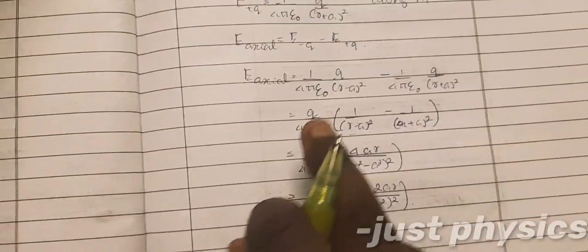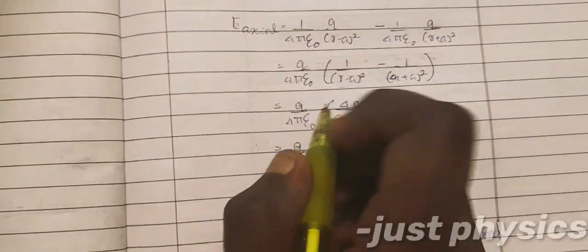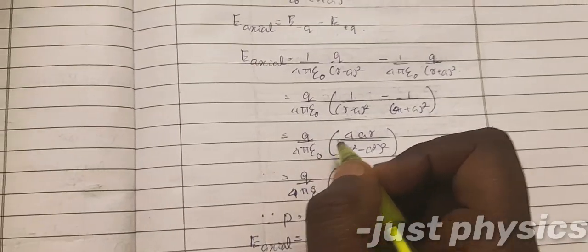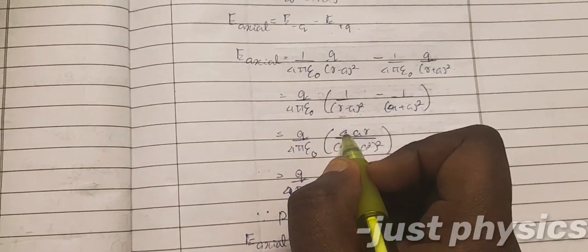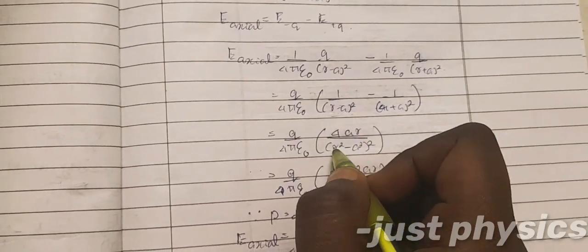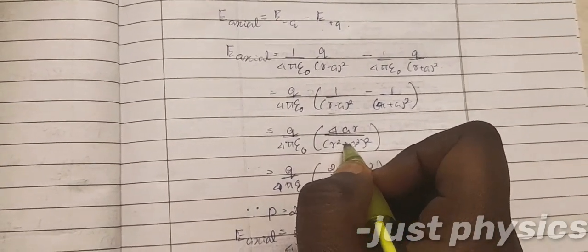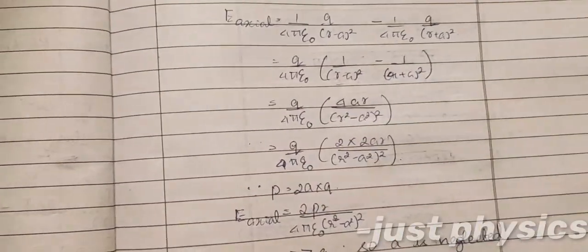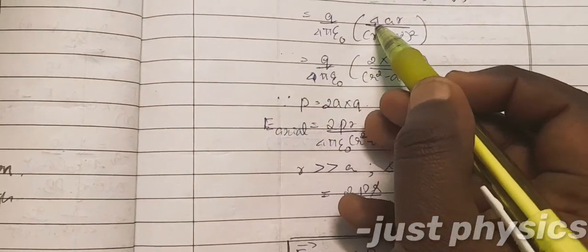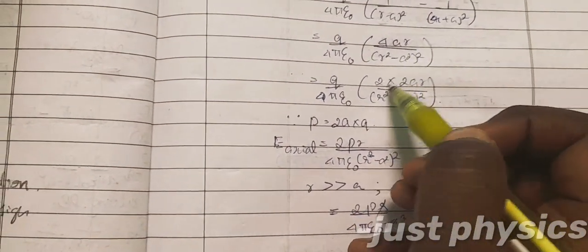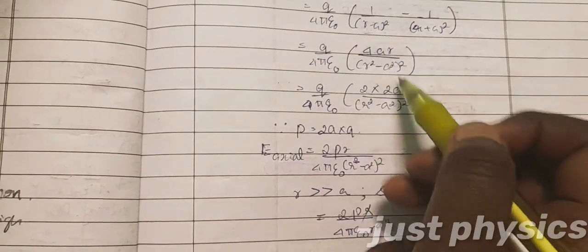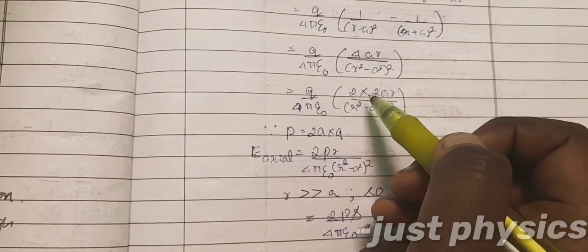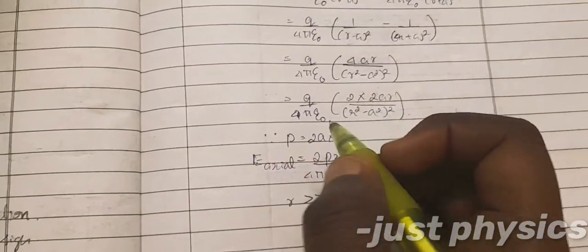So from that formula we would get q by 4 pi epsilon naught. We are also taking the LCM over here: 4ar divided by (r square minus a square) the whole square, because we have a square over here. We can also write this 4ar as 2 into 2ar. Both are the same thing, so we shall write it. You'll see the reason soon enough.